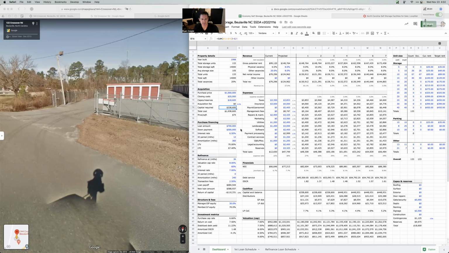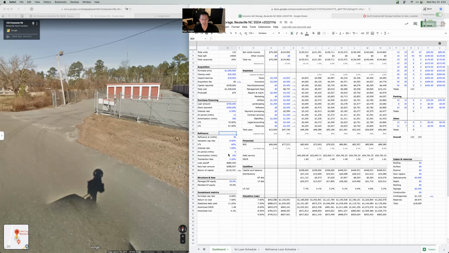Well, we don't really know yet if this is a good deal. So let's go down into the refinance, structure and fees, and investment metrics sections. This is where we enter some more details and start to see whether financially this is a good deal or not.